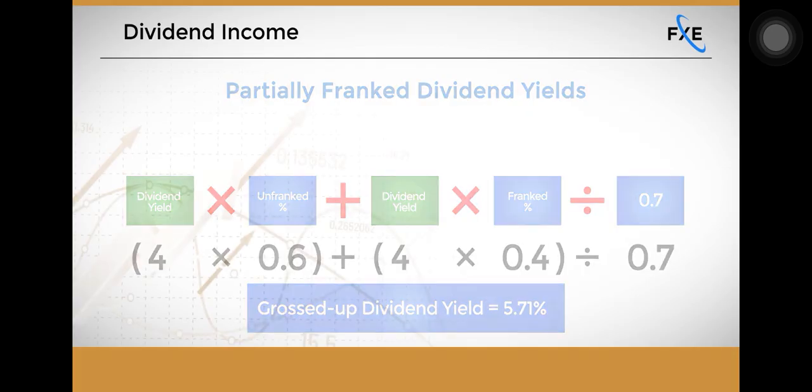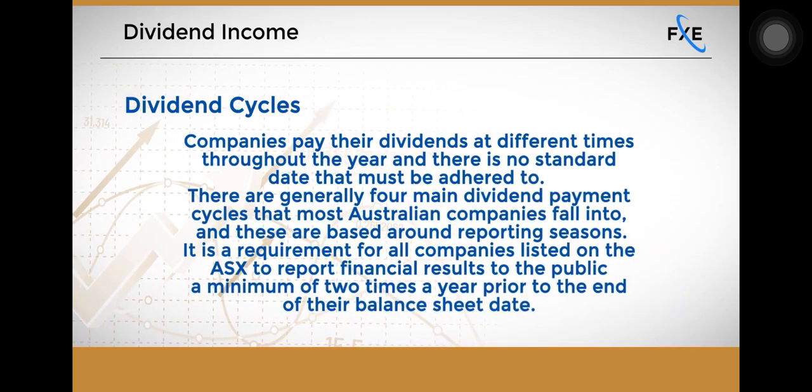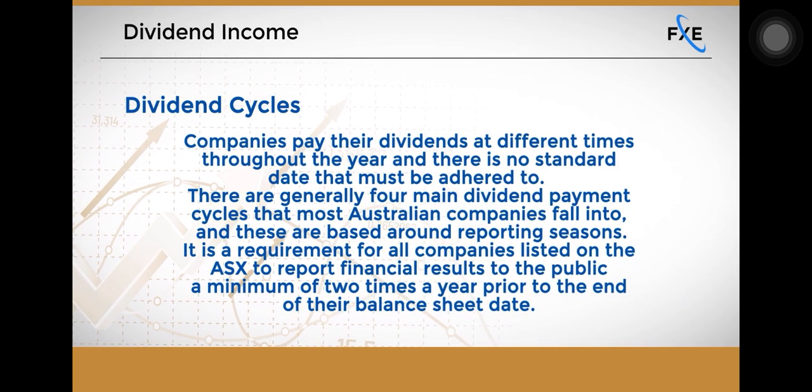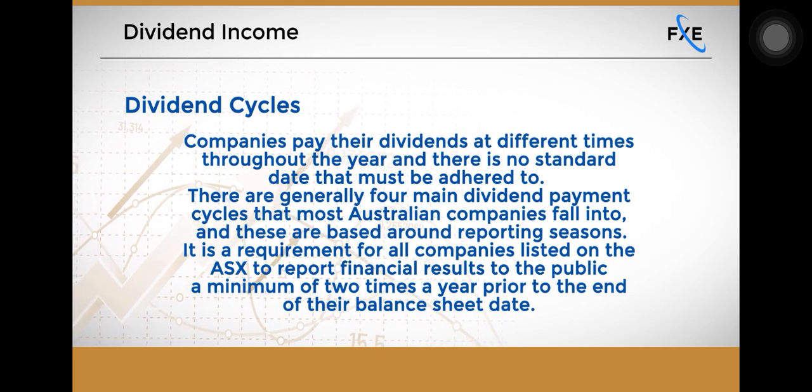Let's now talk about dividend cycles. Companies pay their dividends at different times throughout the year, and there is no standard date that must be adhered to. There are generally 4 main dividend payment cycles that most Australian companies fall into, and these are based around reporting seasons. It is a requirement for all companies listed on the ASX to report financial results to the public a minimum of 2 times a year prior to the end of their balance sheet date.